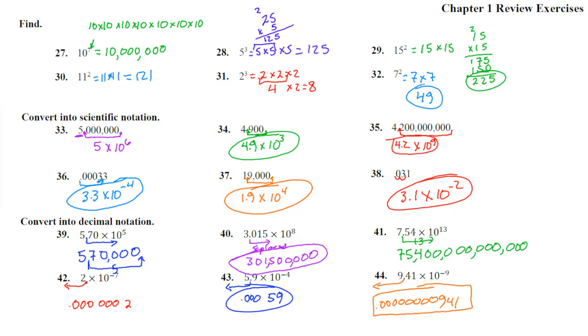There we go. And notice negative exponents in scientific notation correspond to very small numbers. Same thing here. You'll see very small numbers have negative exponents, and very large numbers have positive exponents. Good.